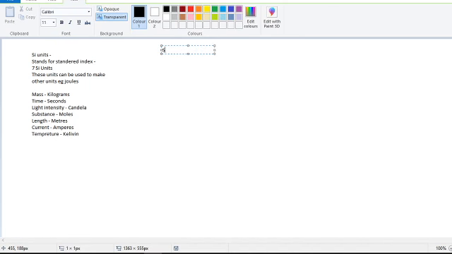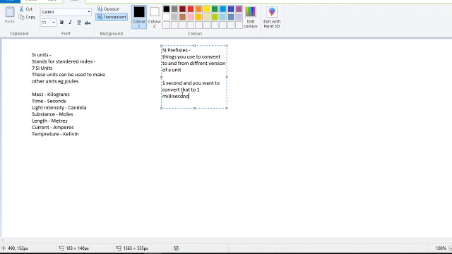The next one, SI prefixes. These are the things you use to convert to and from different versions of a unit. So what that means is, say you had 1 second and you want to convert that to 1 millisecond.